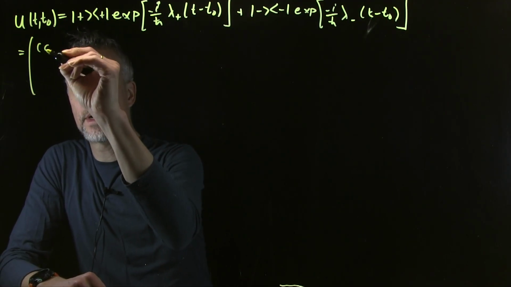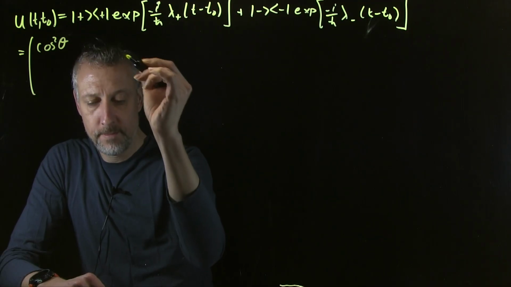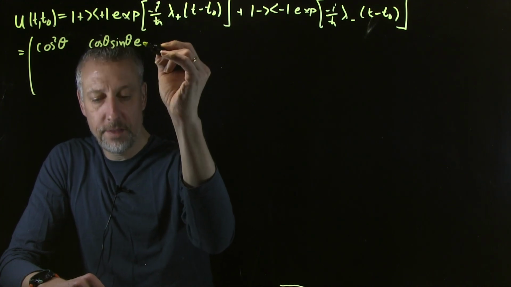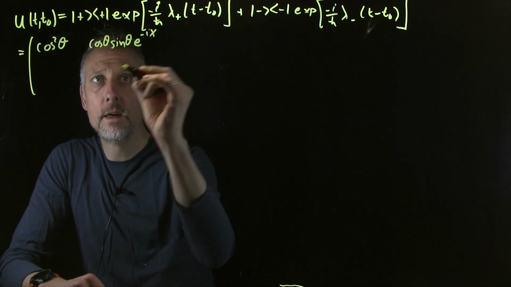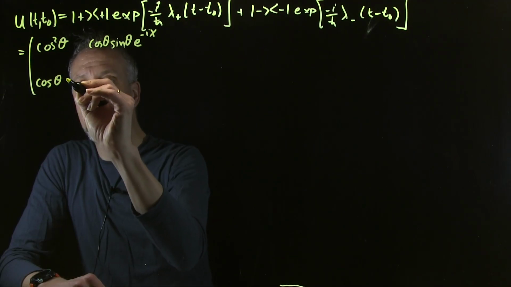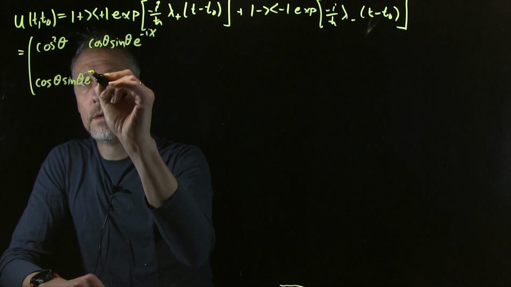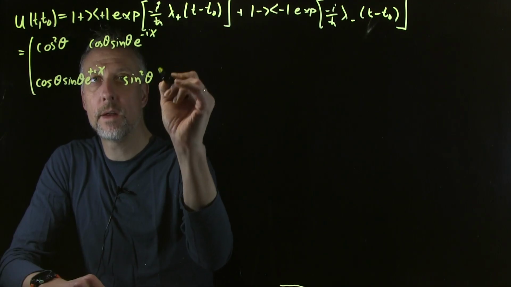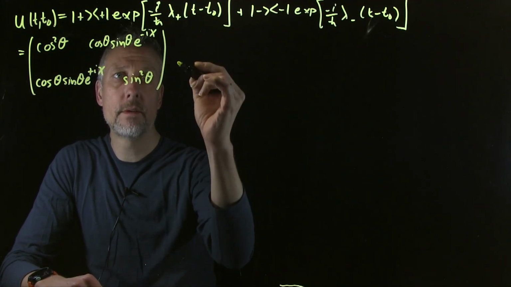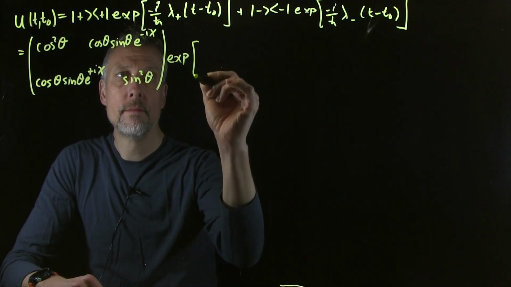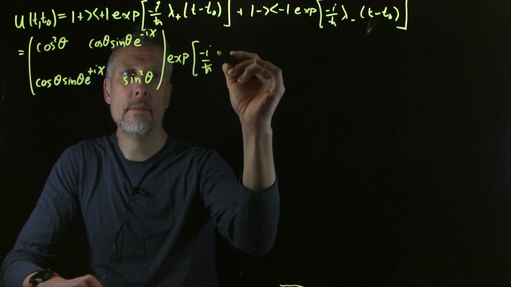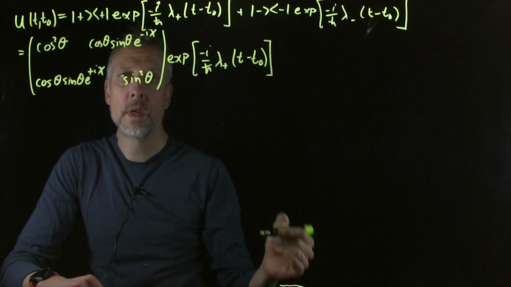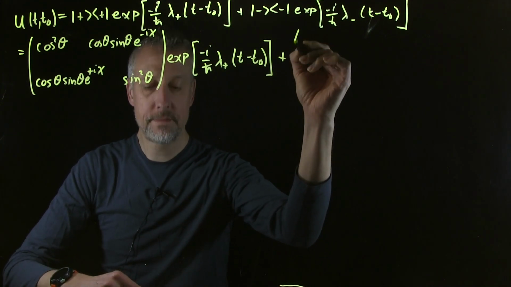So we have cosine squared theta. Then we have cosine, sine, the thing with the e to the i chi, complex conjugate down here, plus e to the i chi, and then sine squared theta. All right, then we have the number part. All right, that's the first term, and then the second term is here.